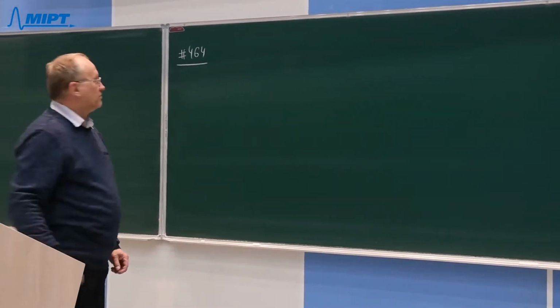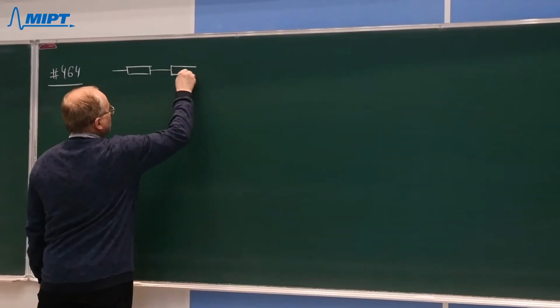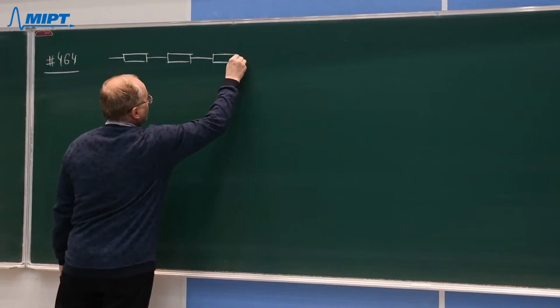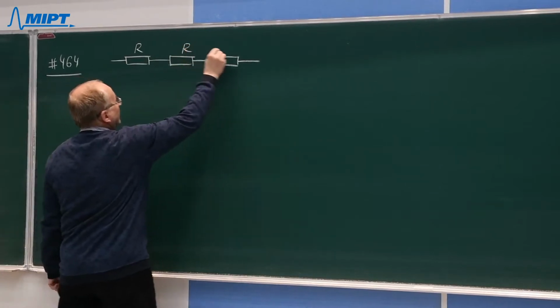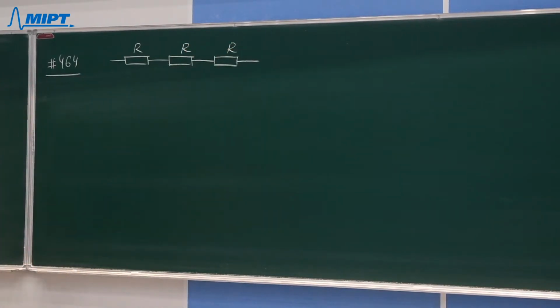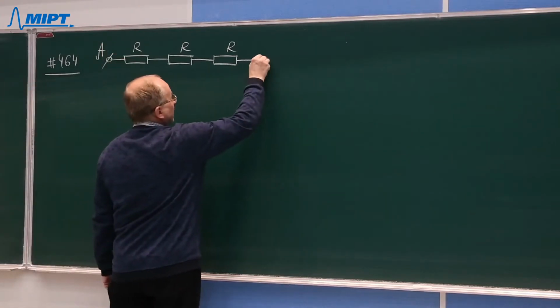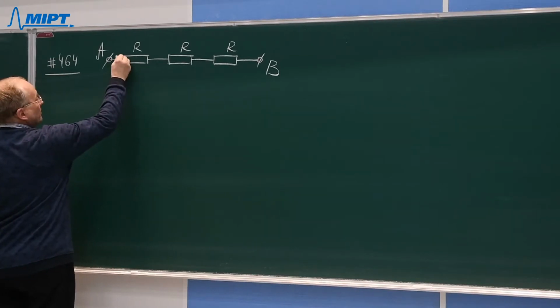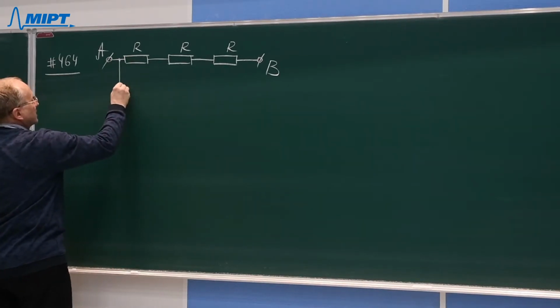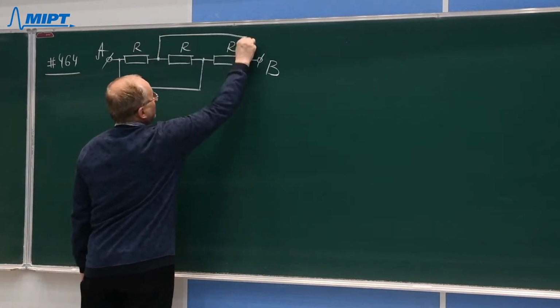Well, it says that we have such an electric circuit consisting of 3 resistors, and these resistors are equal, they are identical. Each has a resistance R, and we have to find the resistance between points A and B if there is such a connection in this circuit. This point is connected by a wire with this point, and this point is connected by a wire with this point.